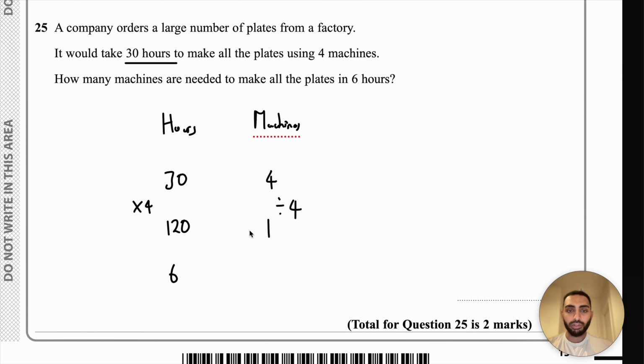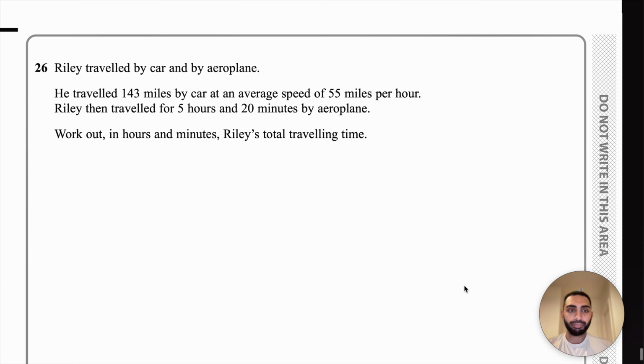Whenever you do these questions, you want to find how long would it take 1 machine or 1 person to do the same amount of work. And now we can scale this down to 6 hours. So on the left hand side, to get from 120 to 6, 120 divided by 6 is divided by 20. So on the right hand side, we need to do the opposite of that. We need to multiply by 20. 1 times by 20 is 20, so it would be 20 machines.